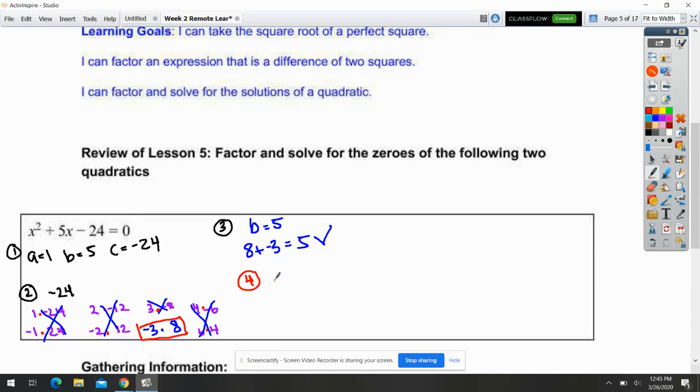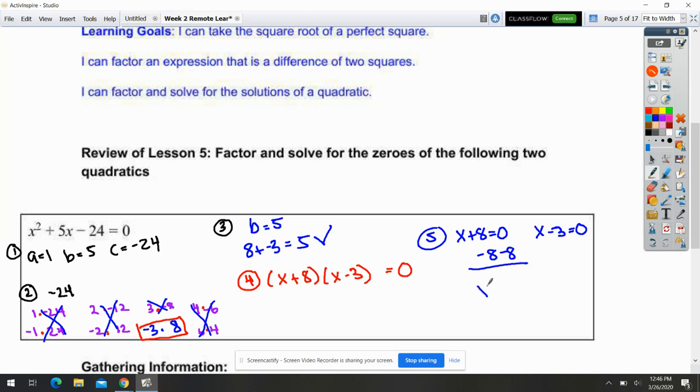Okay, step 4. So let's write out our factors. So we know it's x plus 8 times x minus 3. So this is the factored form of this, equals to 0. And then we just need to set both of the factors equal to 0 to solve. So we have x plus 8 equals 0, and x minus 3 equals 0. Subtract 8. x equals negative 8. That's one of your solutions, roots, zeros, anything you like to call it. Here we add 3 on both sides, and we get x equals positive 3.